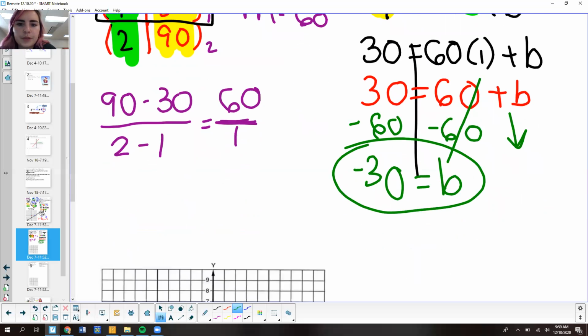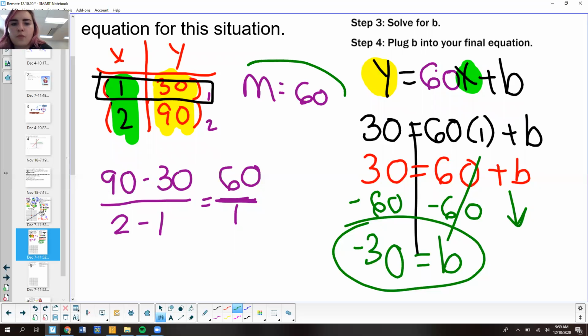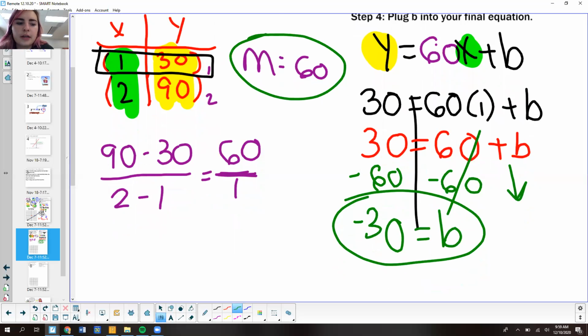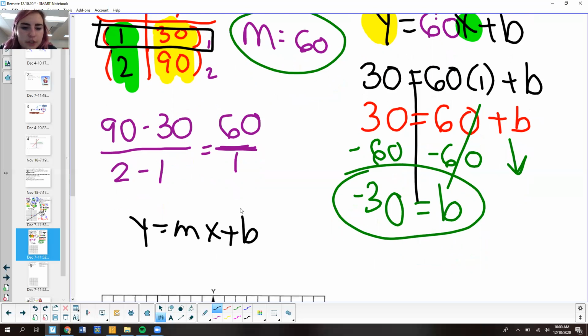All right. Last but not least, we plug b into our final equation. So go ahead and type in the chat what you think our equation is going to be. Remember, we write it in y equals mx plus b format. So go ahead and write what you think it's going to be. All right, so I've got a couple people entering it in the chat.